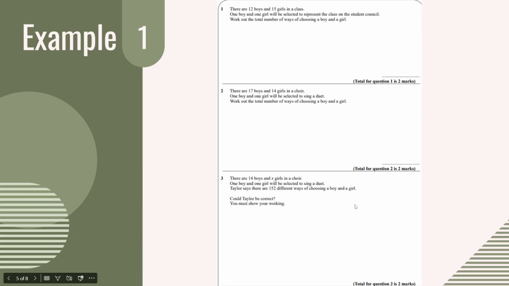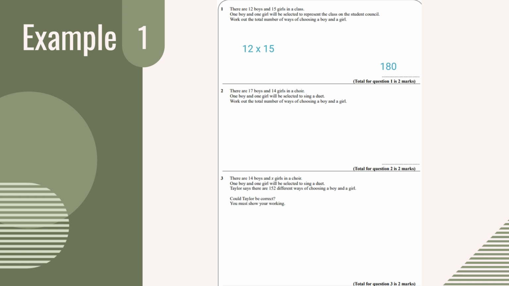Once again, it's that time to have a go at some exam questions. Have a go, pause the video, and unpause when you've done. So, in our first question, there are 12 boys and 15 girls in a class. One boy and one girl will be selected to represent the class on the student council. Work out the total number of ways of choosing a boy and a girl. So here we have 12 boys and 15 girls, so we simply do 12 times 15, and this will give us a total of 180 different ways.